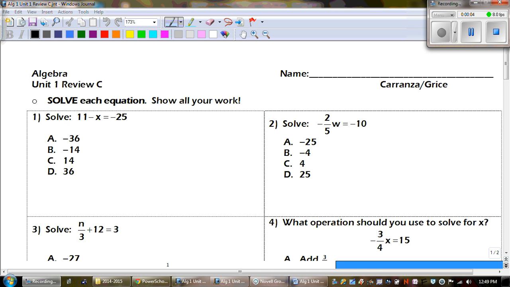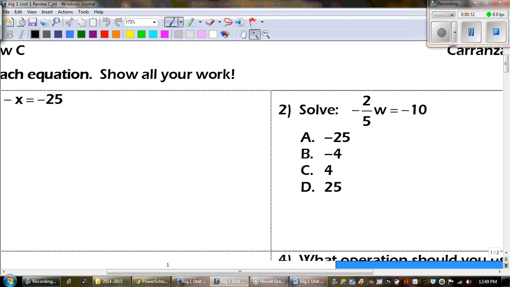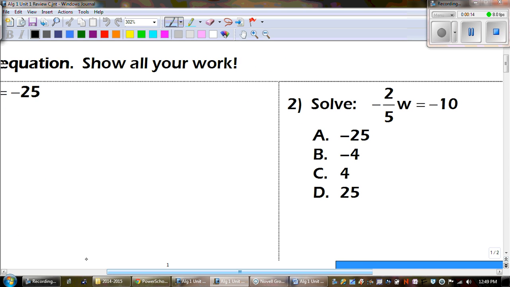Hey guys, this is Mr. Grice for Algebra Unit 1 Review C. Remember to solve each equation and to show all of your work. Alright, let's start with number 1.